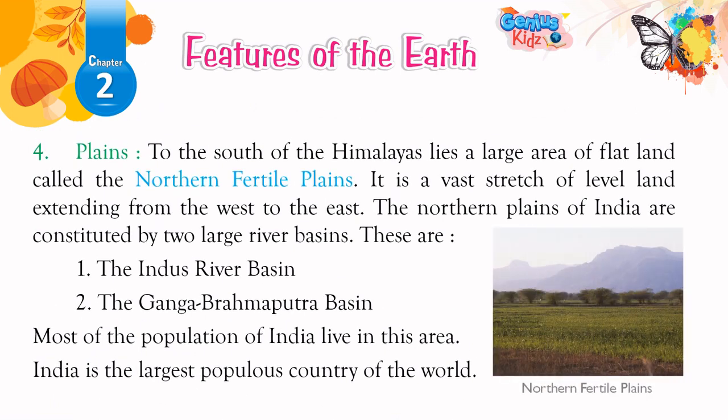4. Plains. To the south of the Himalayas lies a large area of flat land called the Northern Fertile Plains. It is a vast stretch of level land extending from the west to the east. The northern plains of India are constituted by two large river basins. These are 1. The Indus River Basin, 2. The Ganga-Brahmaputra Basin. Most of the population of India live in this area. India is the largest populous country of the world.